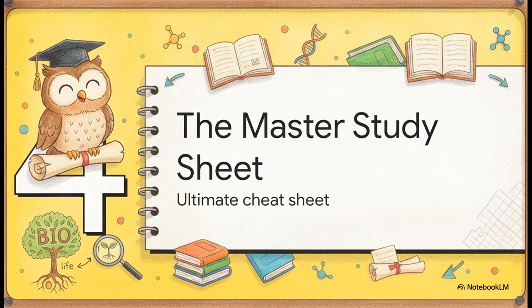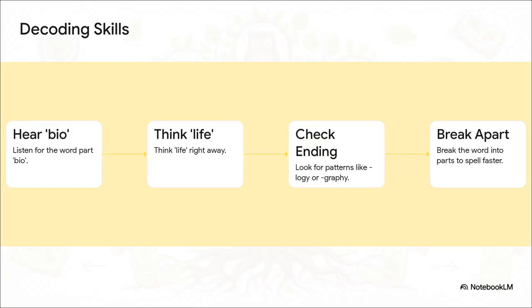Consider this your ultimate cheat sheet. Let's break down the exact step-by-step decoding skill that champion spellers use to tackle difficult words. Step 1, they hear the word part bio. Step 2, they think life right away. Step 3, they mentally check the ending, looking for patterns like logy or graphy. And finally, step 4, they break the word into its parts. This structured approach allows them to spell and define words significantly faster than someone who's just guessing letters.